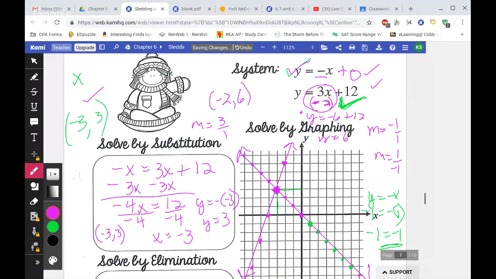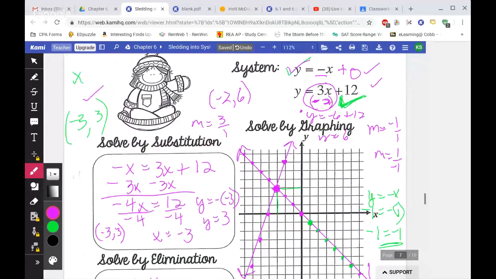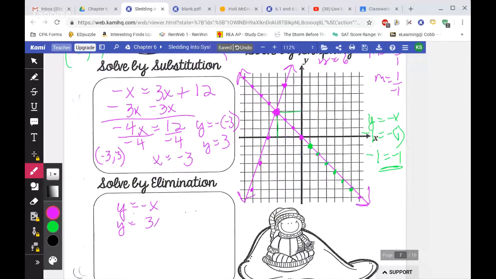So on elimination, on this one, most of the time I tell you guys on elimination to make sure that they're in standard form. But on this particular one, you could leave it like this if you wanted to and eliminate the y's. But is that going to confuse you guys? Would you rather me just continue to do it in ax plus by format? What do you guys want me to do? Just always keep it the same?